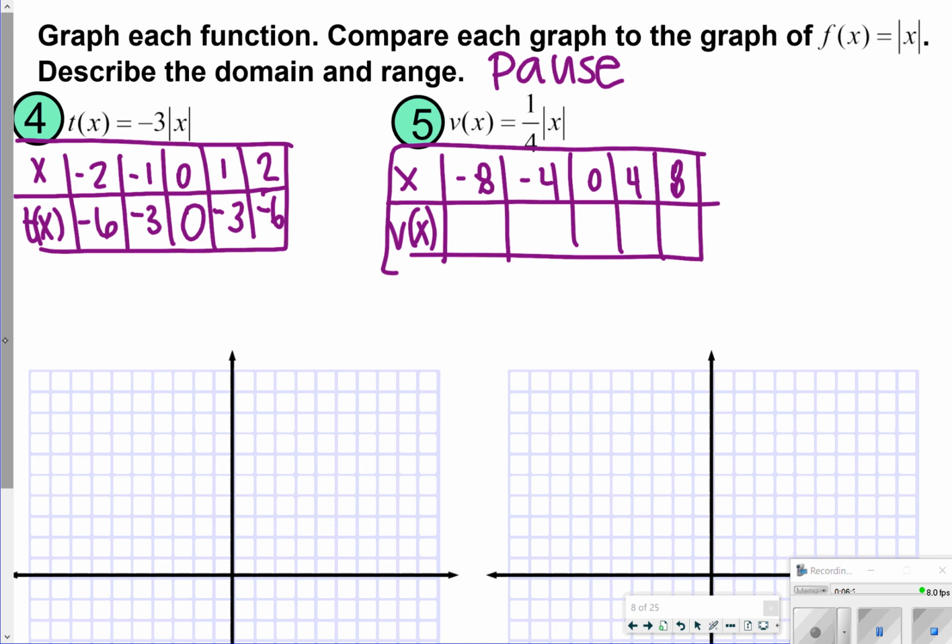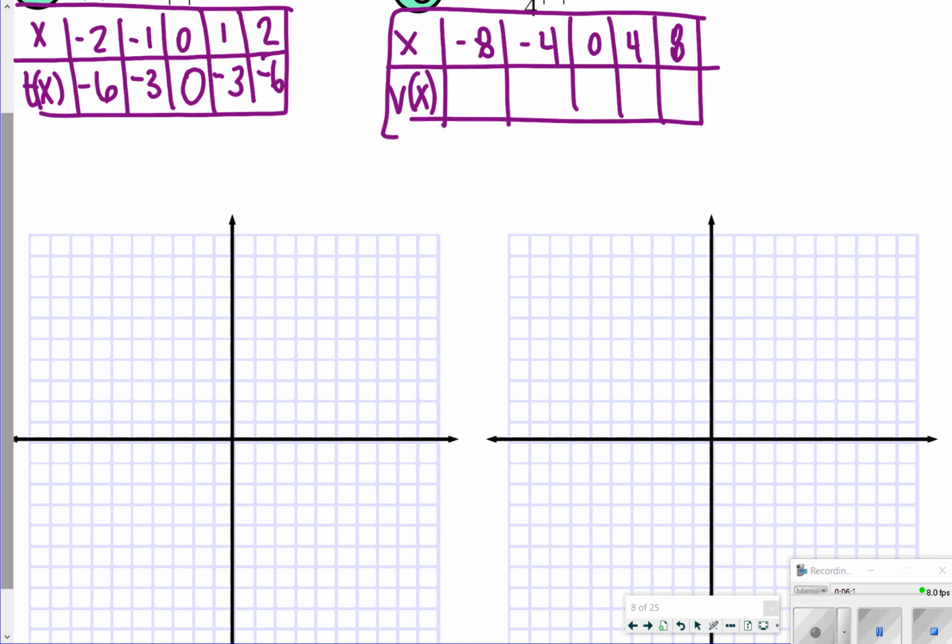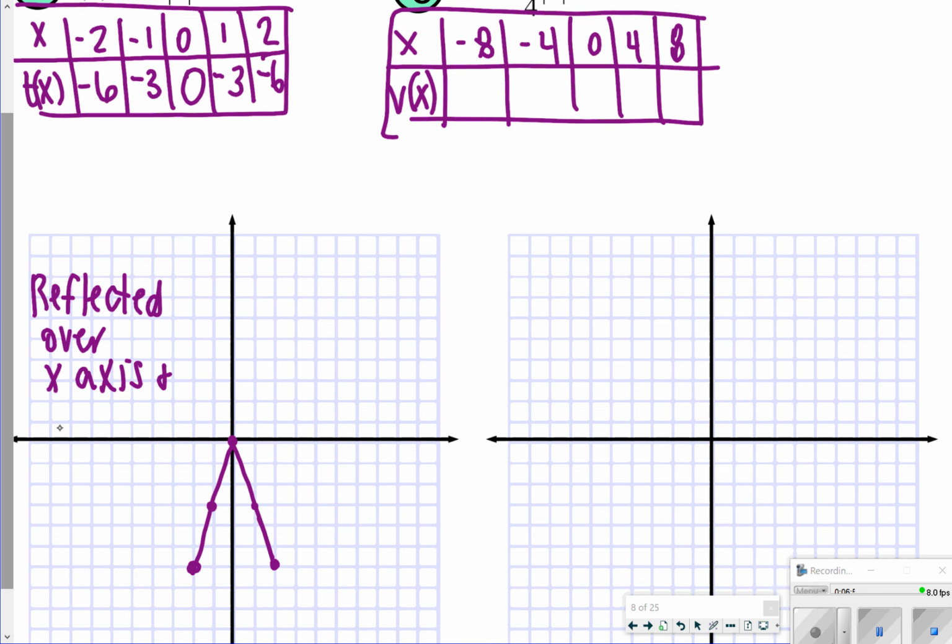Okay, so let's look at this to see what happens when we graph it. So here are my points plotted, and when I connect, I notice that it is looking a little bit different than my parent function. There are two things that have happened here. It has been reflected over the x-axis, and it has been, we'll call this stretched by a factor of 3.